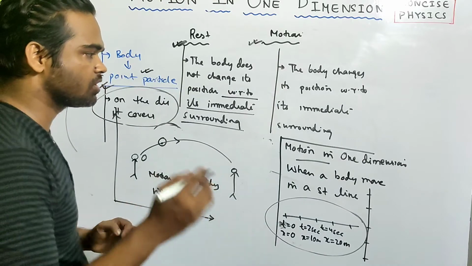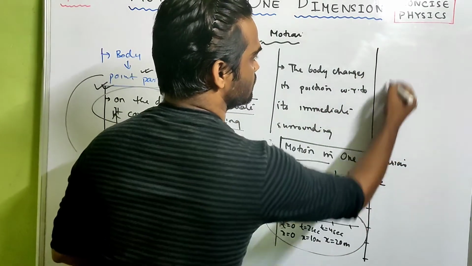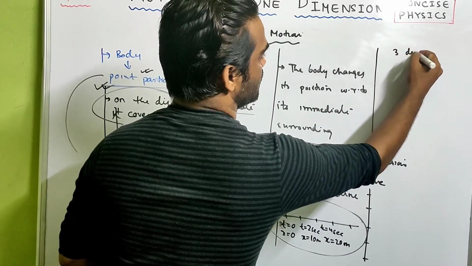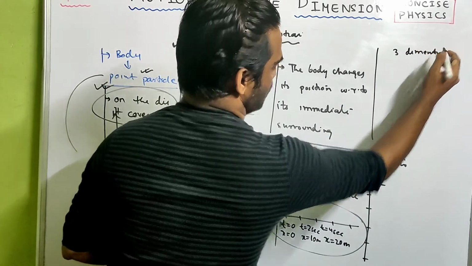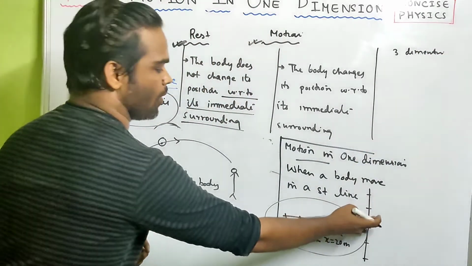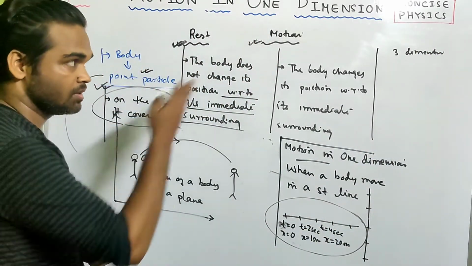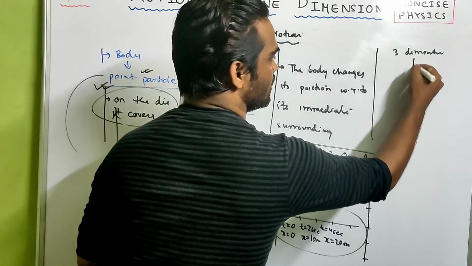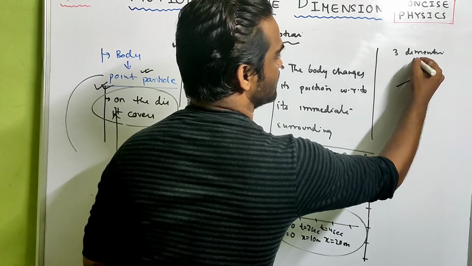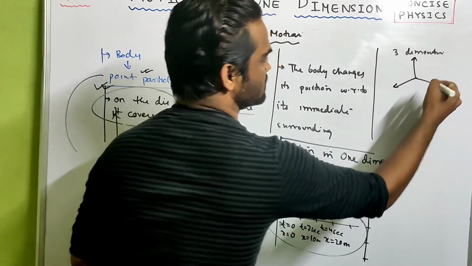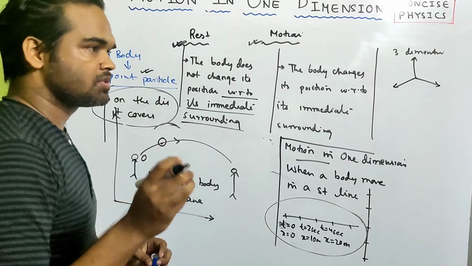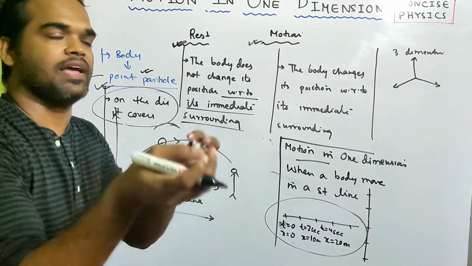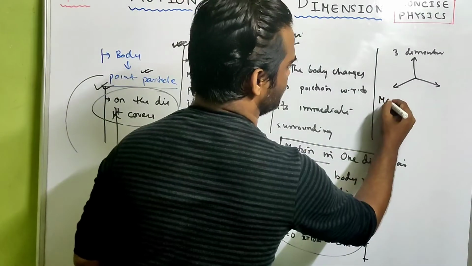And what is motion in 3 dimension? Over here you have x-y axes both. In motion in 3 dimension, you have the x-axis, y-axis and z-axis. You have 3 axes. Suppose the motion of an aeroplane, or the motion of a bird.